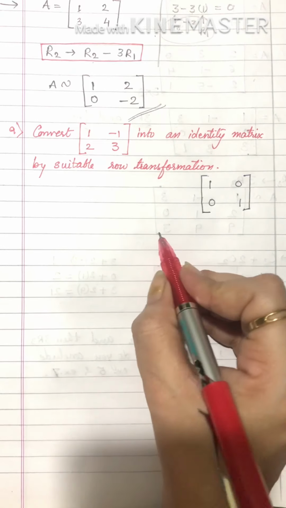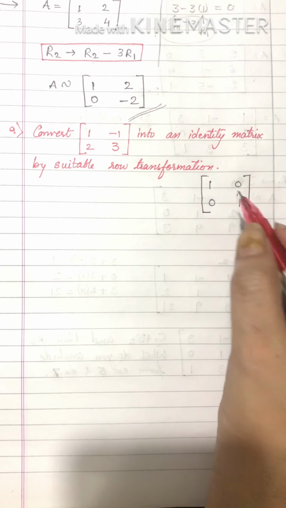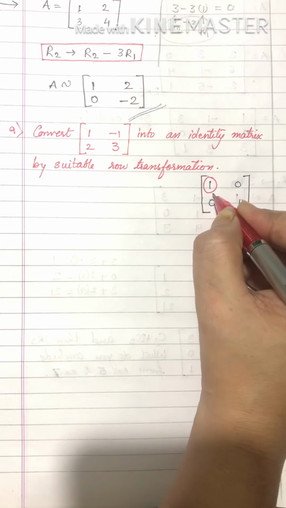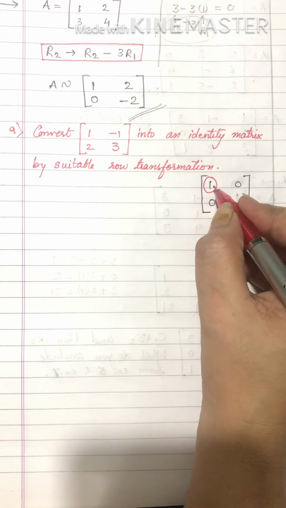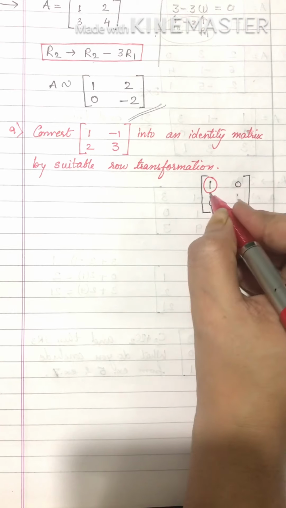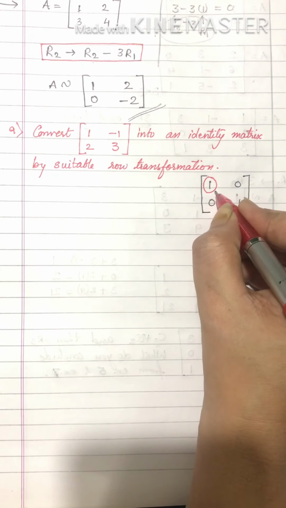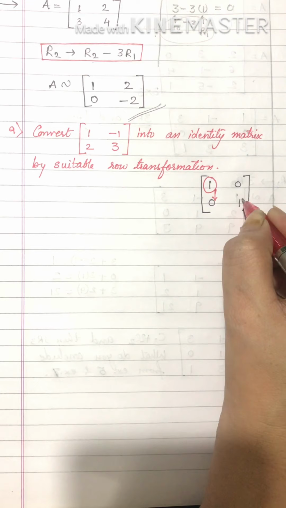Whenever you are asked to transform a matrix into an identity matrix, what you need to do is check this element at position A11. It should be 1 first of all, and if it is not 1, then use a particular transformation and try to convert this into 1. Then use this one and make A21 0 first of all, and then come to the next column.